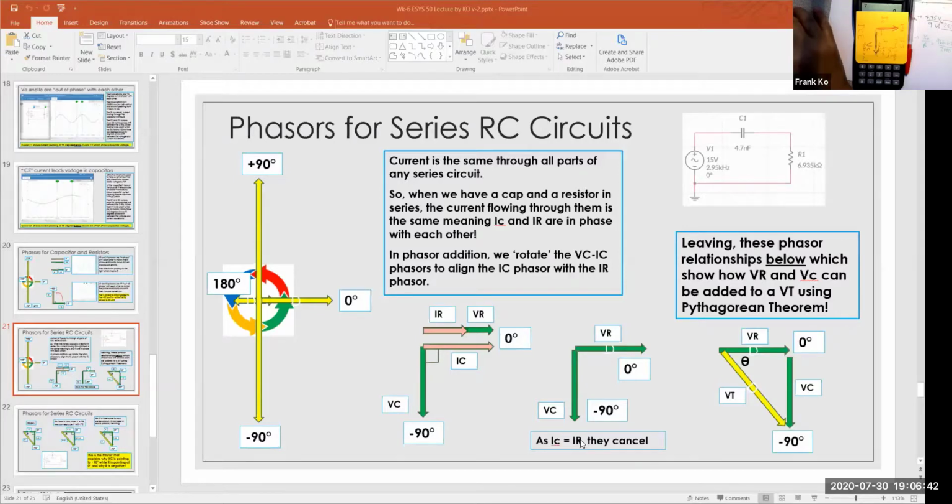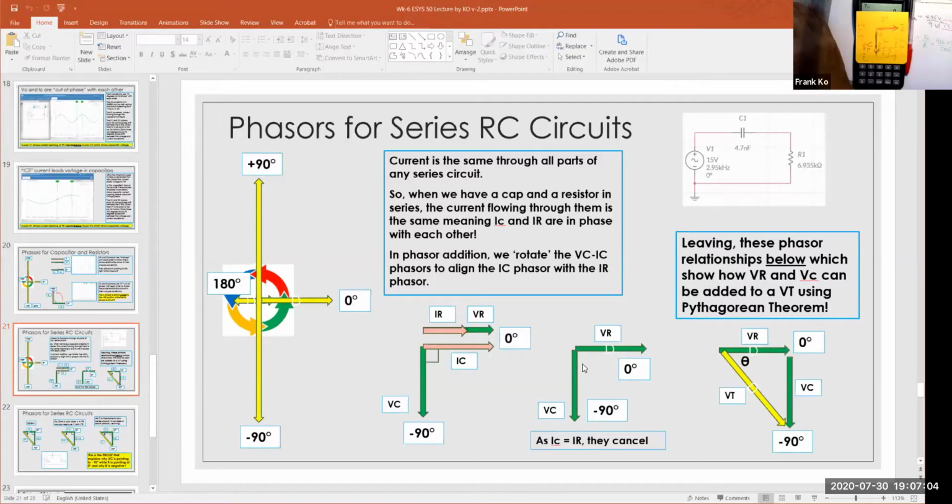Well, because these two are equal to each other, as I wrote down here, what happens to them? They can cancel out. What does that leave me with? Two green phasors: resistor pointing to 0, VC pointing at negative 90. Are we okay with the transition from here to here?